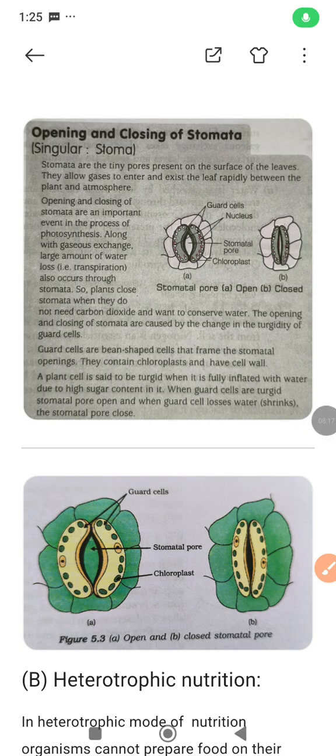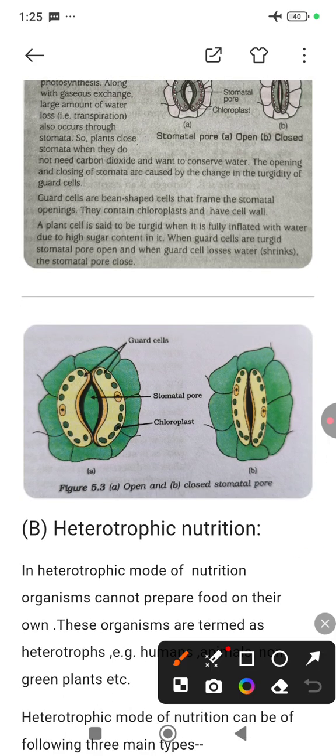The opening and closing of the stomata is guarded by two bean-shaped structures called guard cells. See the guard cells. The opening and closing of stomata are caused by the change in the turgidity of the guard cells. Clear? That means the guard cells are bean-shaped cells that frame the stomatal opening. They contain chloroplast and have a cell wall. See there, lots of chloroplasts are present on the guard cells of the stomata.